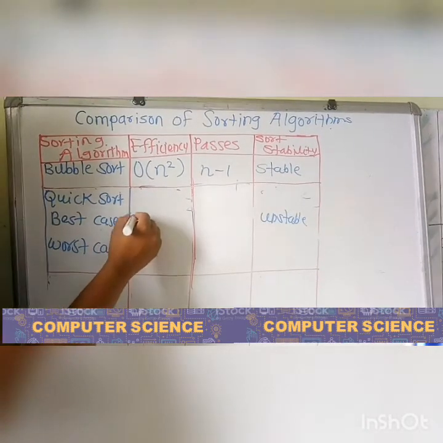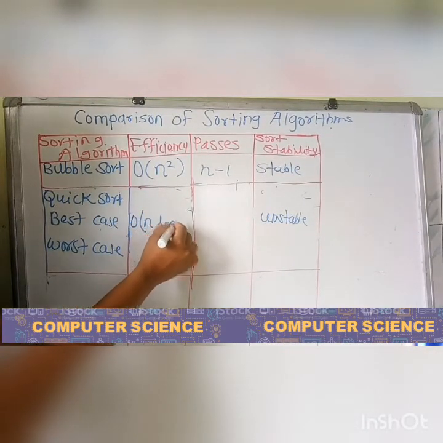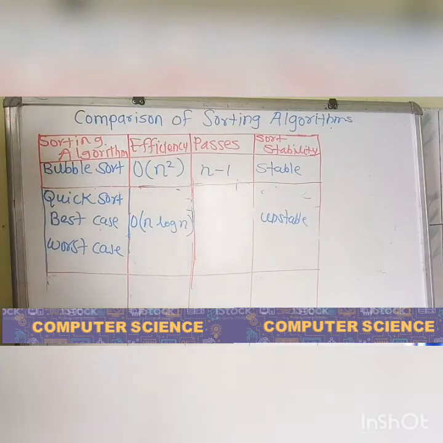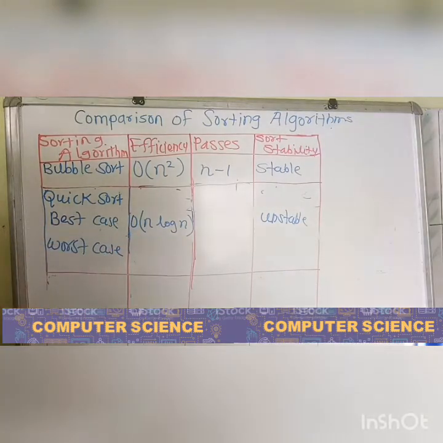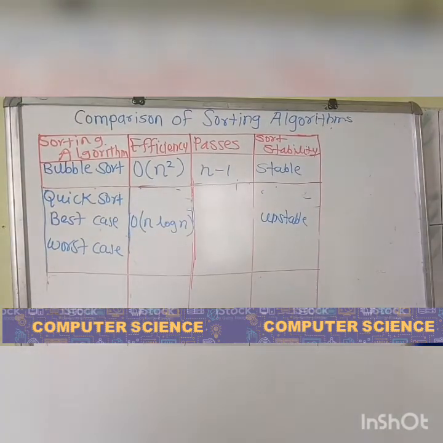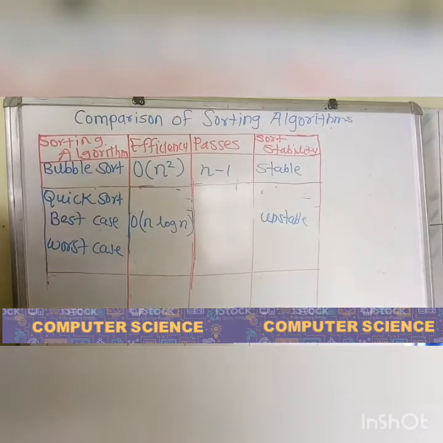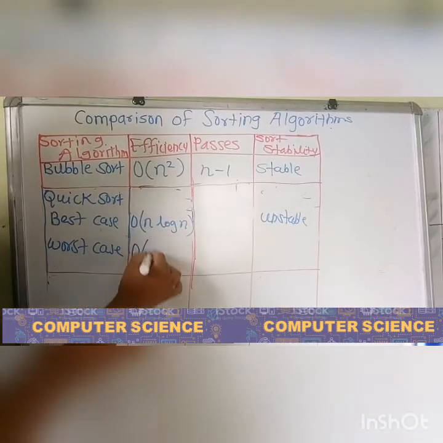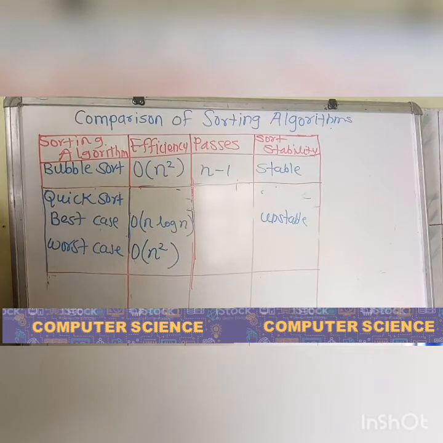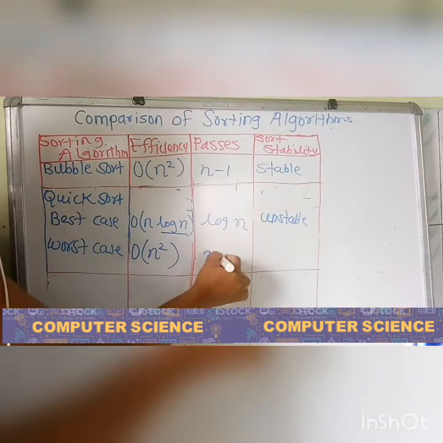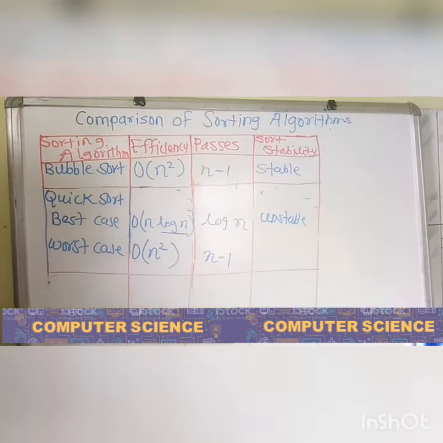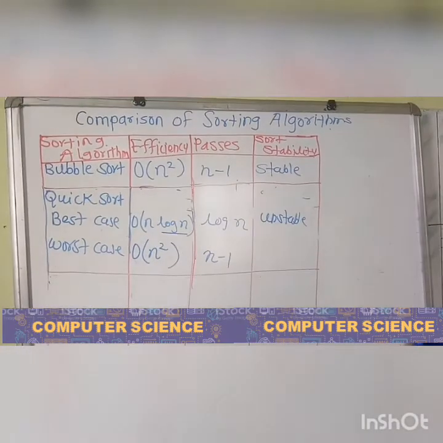For the best case, it will require big O of n log n comparisons, means the efficiency is big O of n log n. This is the total time space requirement of any algorithm. Then for the worst case, it will require big O of n square comparisons. Which are the number of passes? Here it will require only log n passes, and in this case it will require n minus 1 passes.